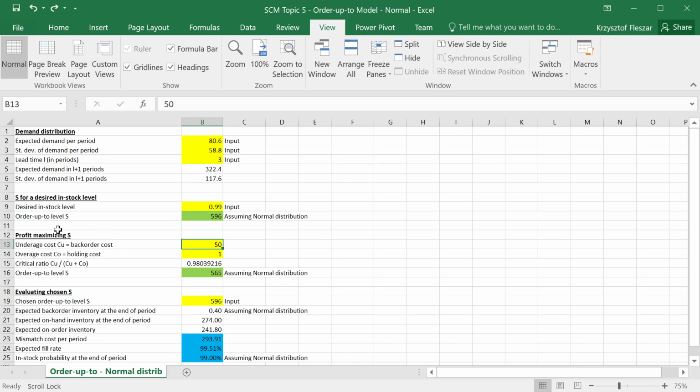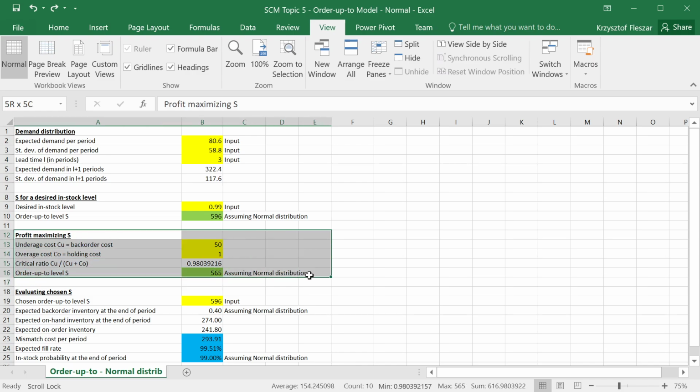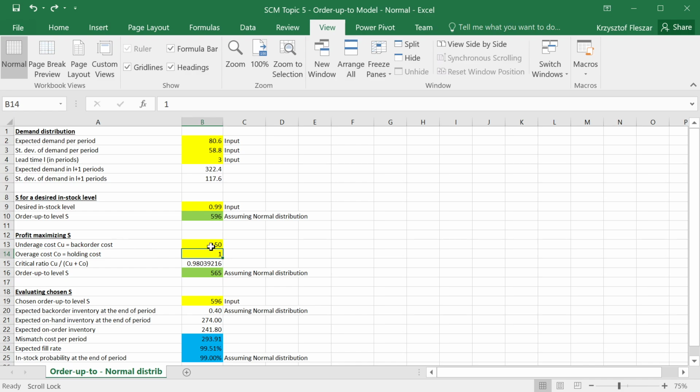In Excel, we have this block that does the calculations, right? This is the cost of underage, assume here 50, overage 1. This is what calculates the critical ratio based on those two costs, and this is what sets the order up to level S based on the critical ratio calculated above, and of course the expected value and standard deviation of demand during L+1 periods, because remember, S has to match the demand in those L+1 periods. So for this calculation, it is 565.